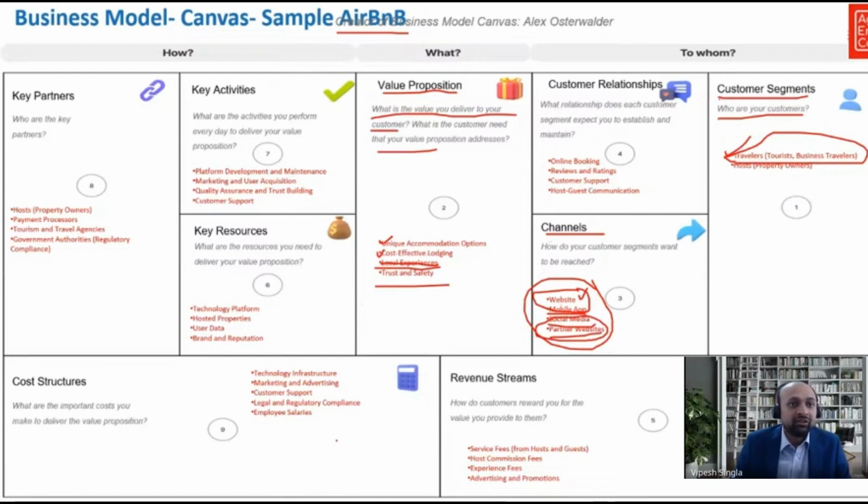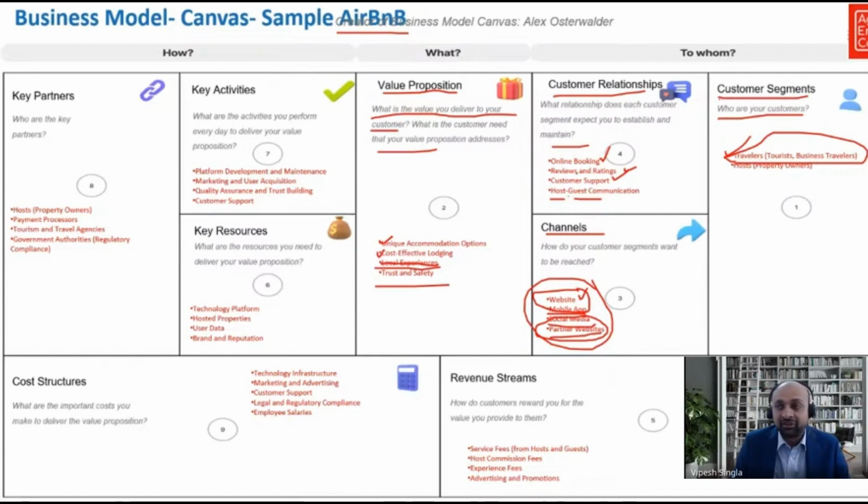Let's go to the fourth section, which is customer relationship. So, what relationship does each customer segment expect to establish and maintain? What are the various relationships they maintain with these various customers? They use online bookings, reviews and ratings, customer support, and they have communication between host and guest. They have some in-app messaging which can be used between host and guest for communicating with each other. So these are the four key customer relationships they are managing.